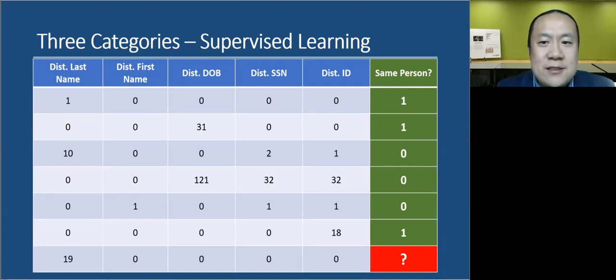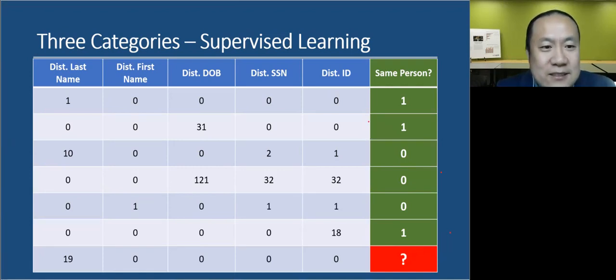The fifth one, they are very close. They share the same last name, but different first name. The same DOB, date of birth, but different SSN, and only 1 difference between their student ID. Can you imagine what's the situation here? Yes, according to our experience, these 2 persons, maybe they are twins. So they have the same last name, but different first name, the same date of birth, and a little bit of difference in SSN, and a little bit of difference in the student ID.